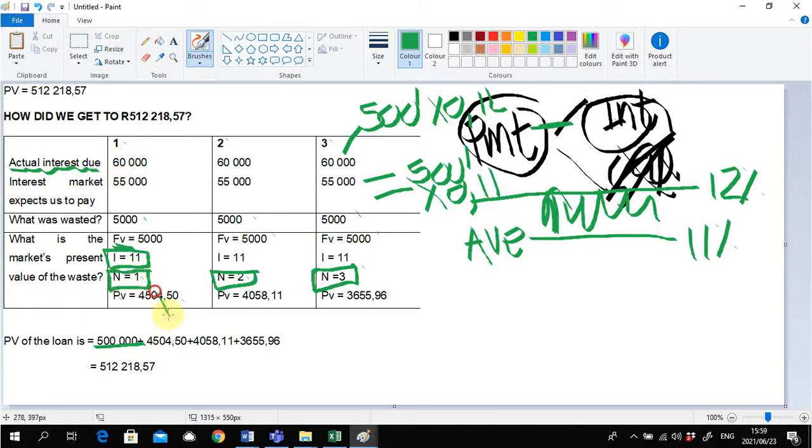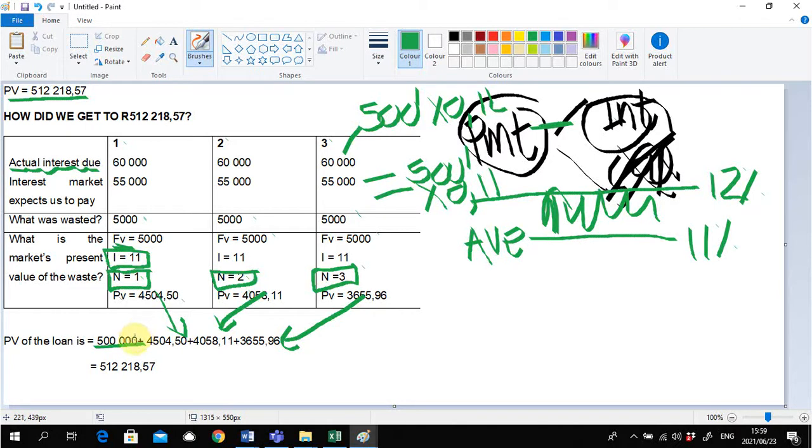So if I take that 4,504, that 4,058, and this 3,655.96, and I add it together, the cost of this loan, or the present value, aka the cost of this loan, is 512,218.57, which is exactly the same amount that we calculated on our financial calculators. So this is how your calculator gets to this present value.